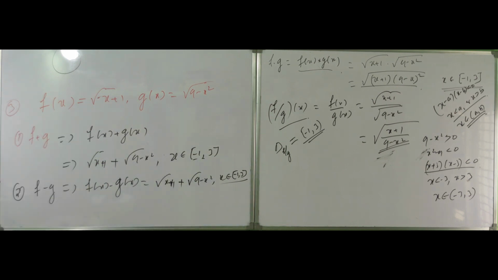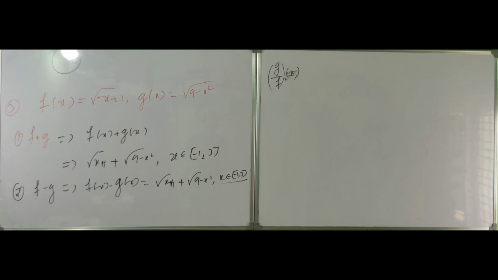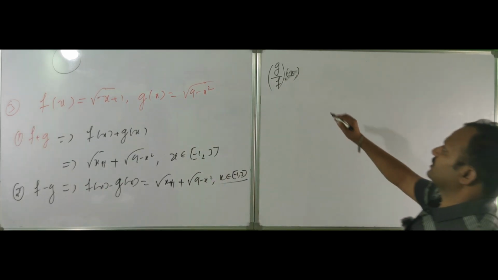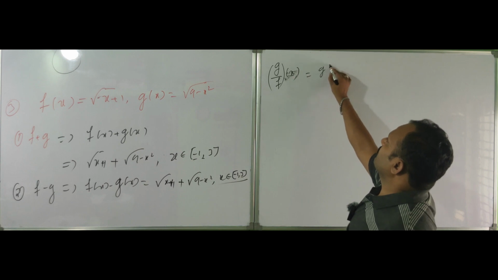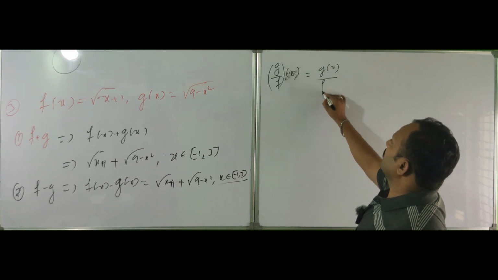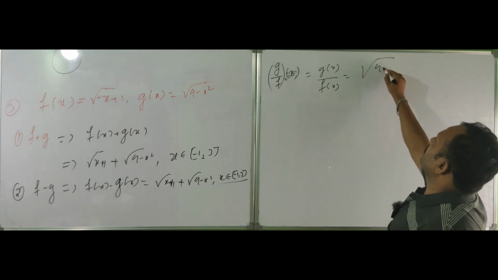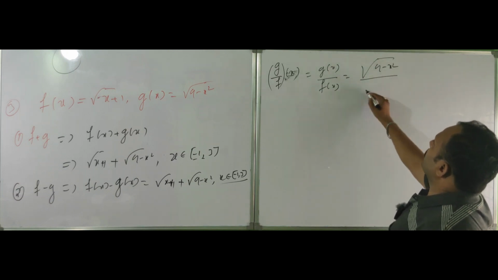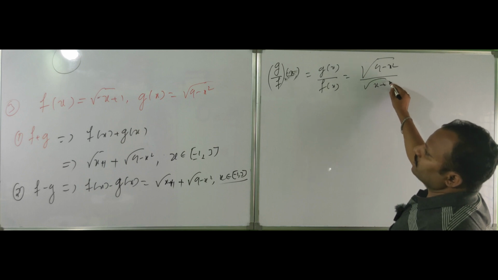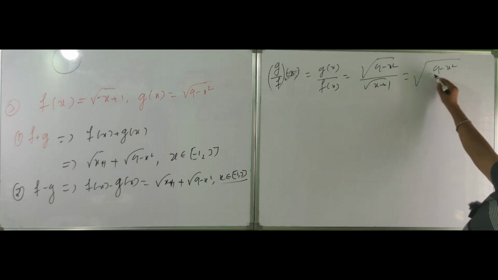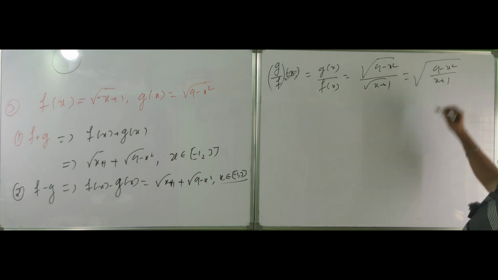We'll take some little bit. The next question asked is, what is g by f? We already saw f by g, and g by f of x is equal to g of x divided by f of x. This is square root of 9 minus x square divided by square root of x plus 1. This becomes under root of 9 minus x square divided by x plus 1.